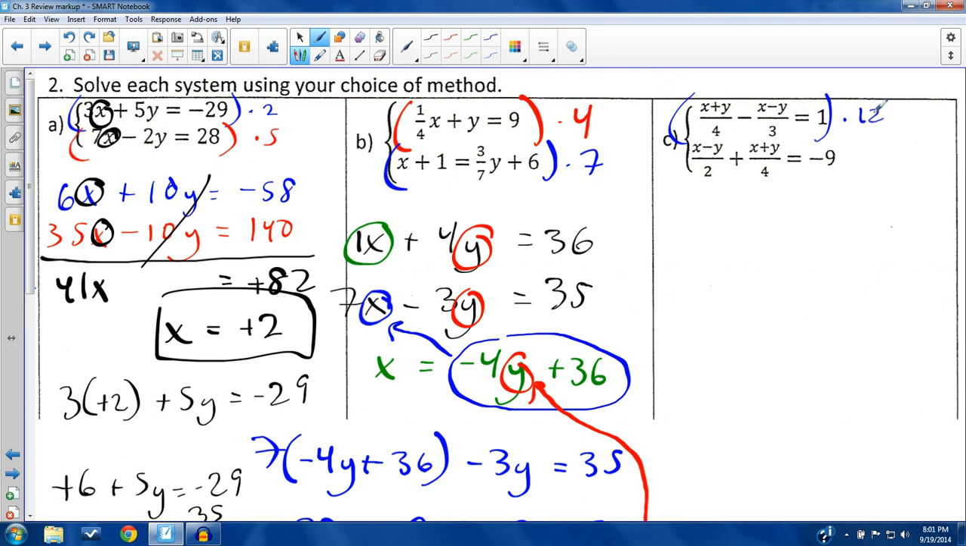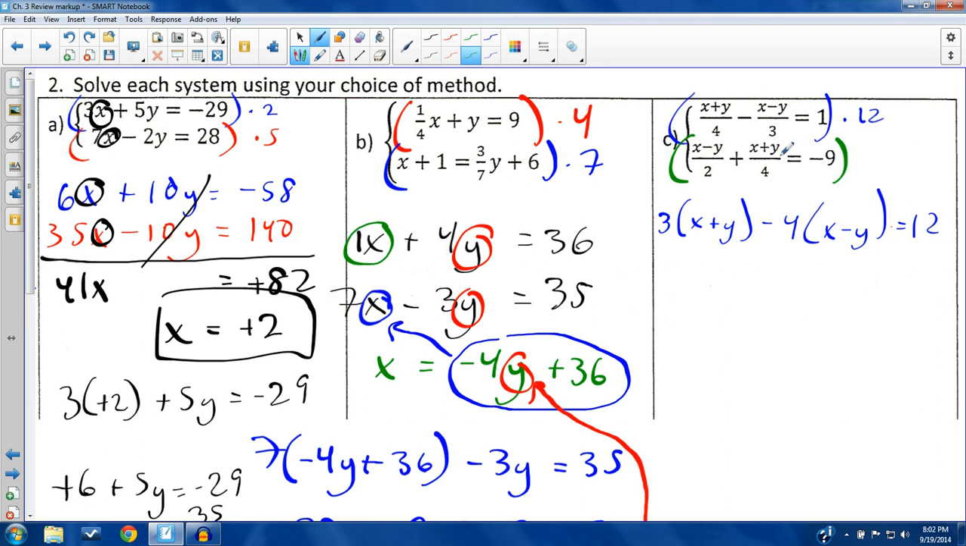So let's go and write that. 12 over 4 is 3. So this will be 3 times x plus y. 12 over 3 is 4. So this will be negative 4 times x minus y. That'll be equals 12. So a lot of work to be done on this one.